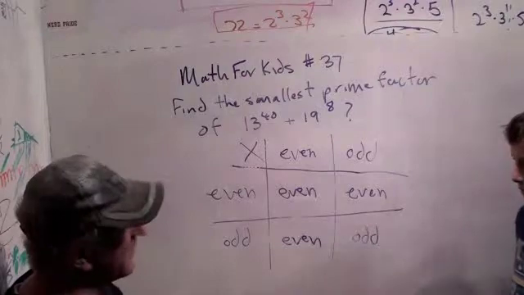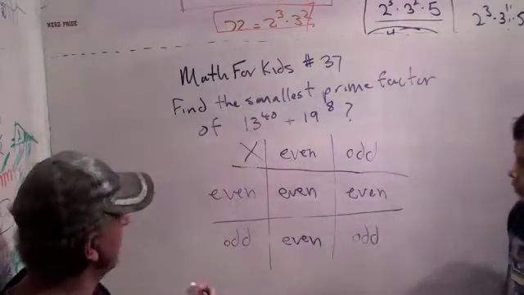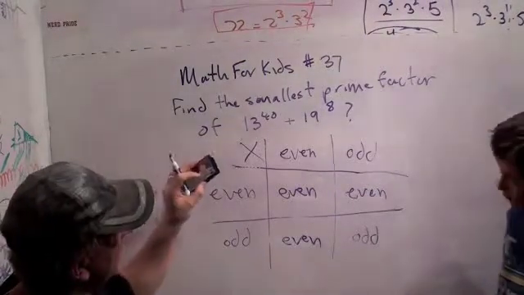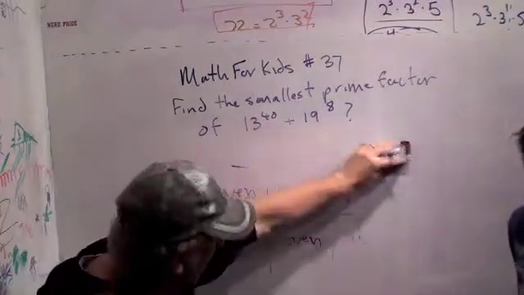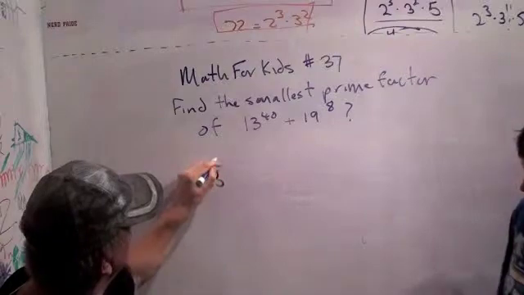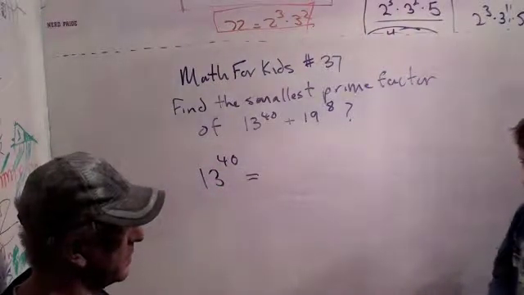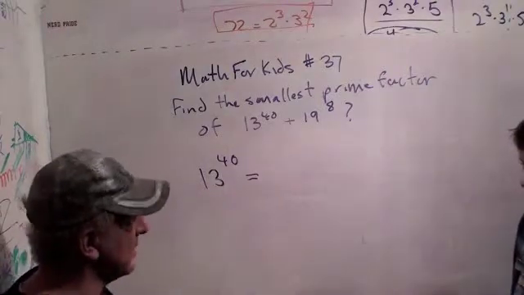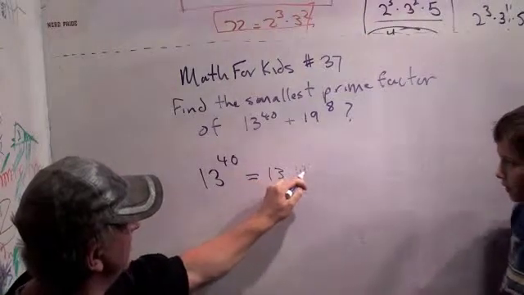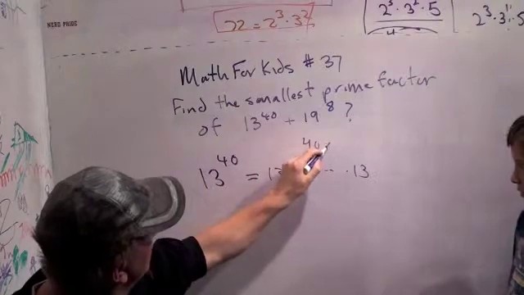So odd times an odd is odd. Okay. Now, how does that help us figure out these powers? 13 to the 40th power. Well, it's going to be an odd number plus an odd number. Wait, you're going way too fast. 13 to the 40th power. Okay, what does this mean? It's an odd number to a power. Okay, so what does 13 to the 40th mean? It's 40 copies of 13. 13 times 13 times 13, 40 times.